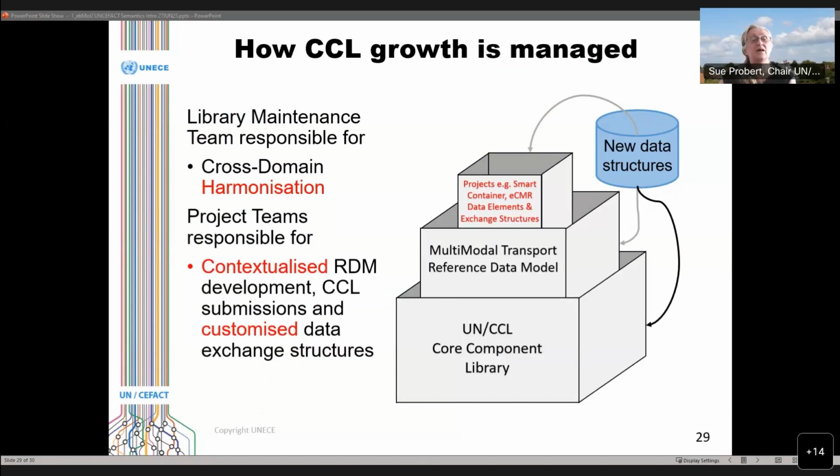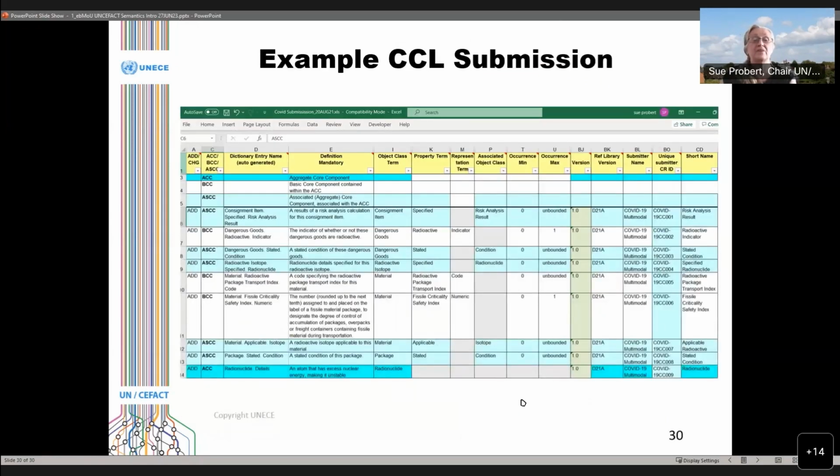Our project teams, when they decide what data information entities they need, they look at the library. If it's not there already, they will request and submit new structures. And the next slide, please. This is how they do it with a wonderful spreadsheet, which can be mechanized. This is something that the library team look at and use as the basis for seeing whether we can include all the submissions or whether some are already there, but we do the harmonization at that point. Thank you. I think that's my last slide.